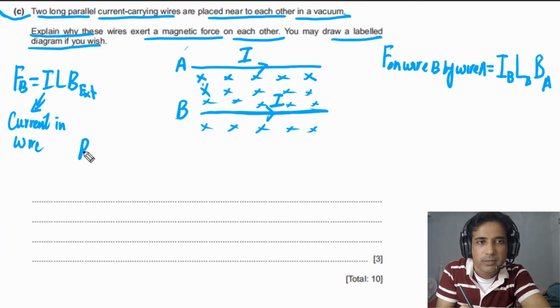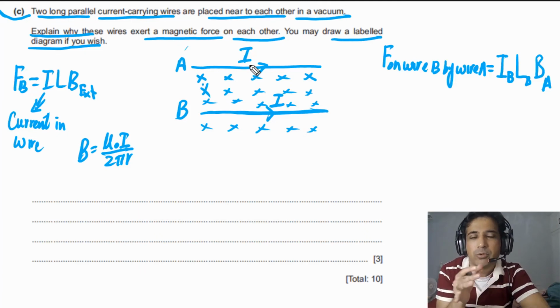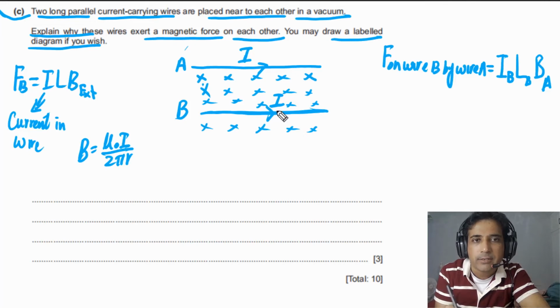you need to understand the magnetic field is B equals mu naught I over 2 pi r. As you go away from wire A, the magnetic field has to get weaker. But we are not talking about these things. We're just talking about why this will experience a force. We are not talking about the exact magnitude. If you need to calculate, we can also use this formula and we can calculate.